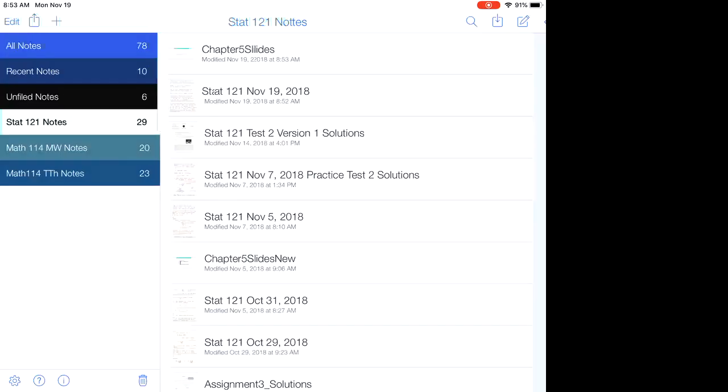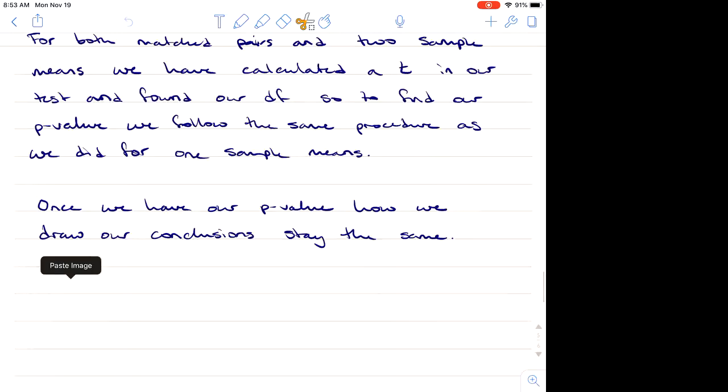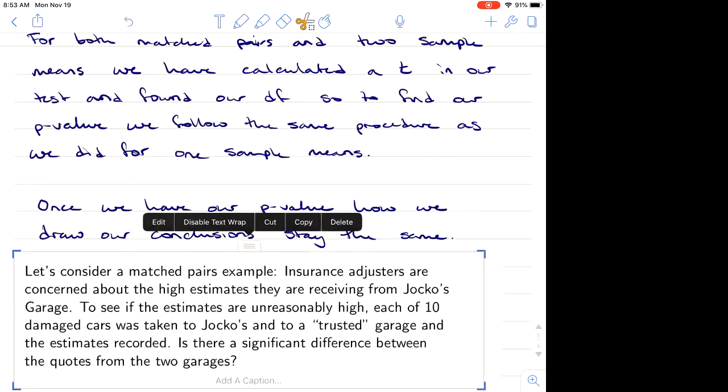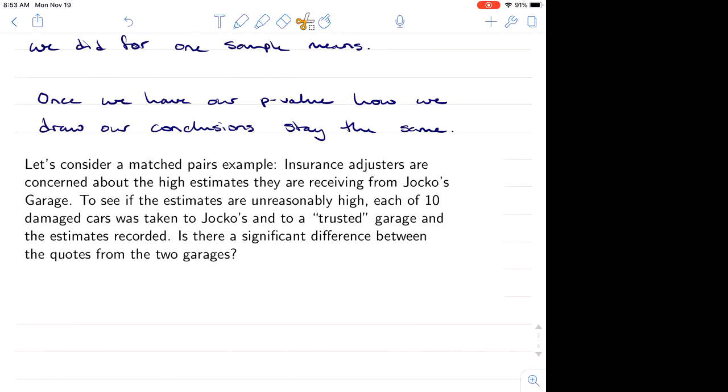So this is a kind of a too long intro to the question. You can probably think of something shorter, but let's do a matched pairs example. Okay. So I stole this from a textbook.